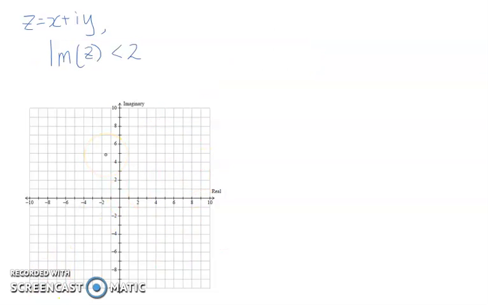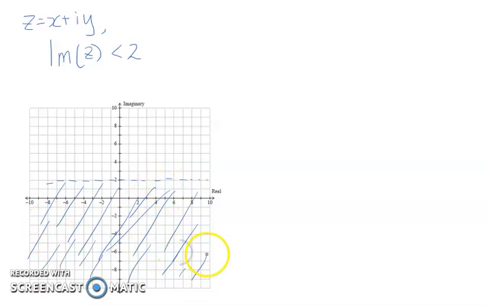Here's another example. Now we're going to draw the loci that satisfy this condition here, which is the imaginary part needs to be less than 2. So now we are going to look at the value of the imaginary part, on the imaginary axis, which is 2 here. Because it doesn't include 2, I'm just going to draw the dotted line so that it shows it doesn't include this value 2. And because it's less than 2, it's going to include the whole area that is under this horizontal line. So this is the loci that satisfy this condition.